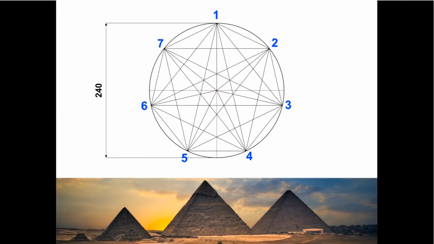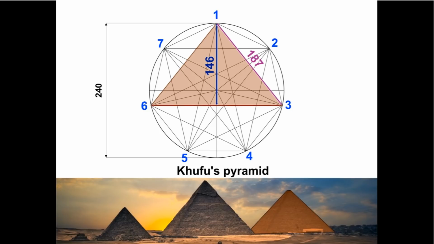We now connect apex 1, 3, and 6 to create a triangle. Its height is 146 meters. The length of each side is 187, the base is 233, and the lateral angle is 51.4 degrees. These dimensions are identical to those of the Great Pyramid of Giza, known as Khufu's Pyramid, thought to be constructed some 4,500 years ago.